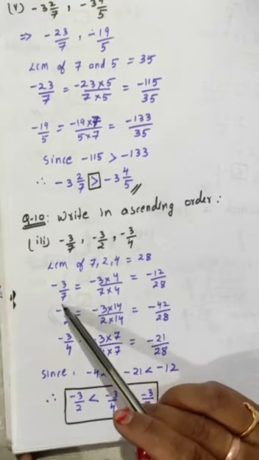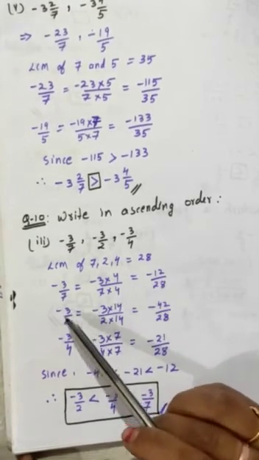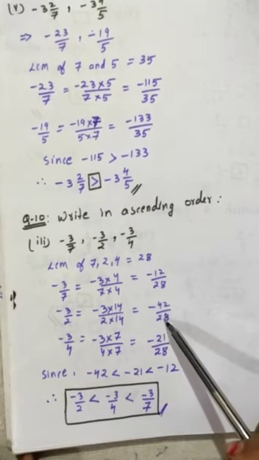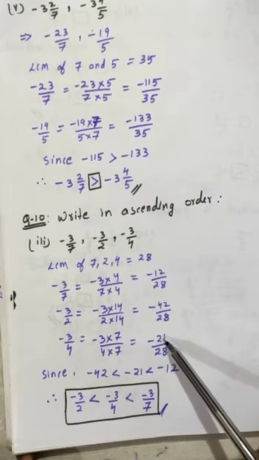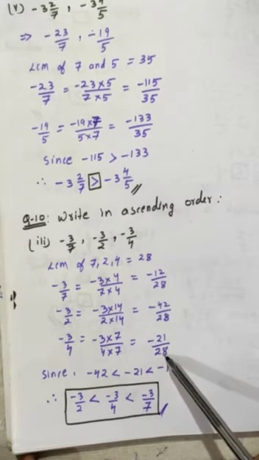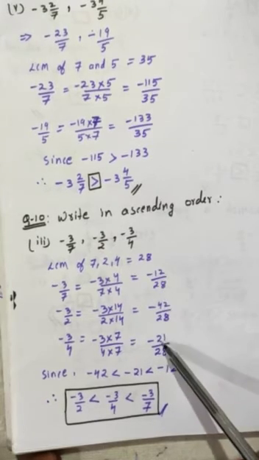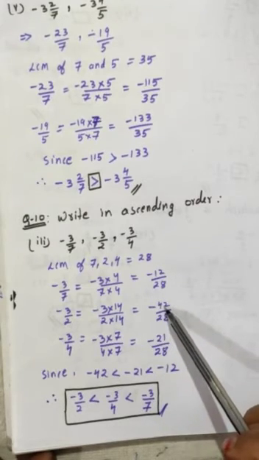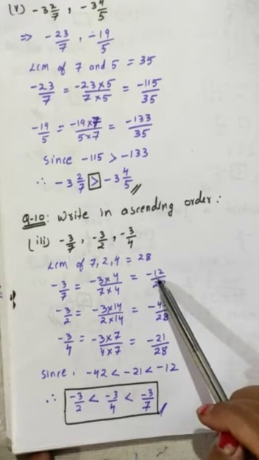Minus 3 by 7 will become into 4 minus 12 by 28. Minus 3 upon 2 will become minus 42 upon 28. And minus 3 upon 4 will become minus 21 upon 28. Now all the 3 have become the like fractions, that is 28. So we will convert the numerators. Okay. So minus 42 is the smallest, then minus 21 and then minus 12.